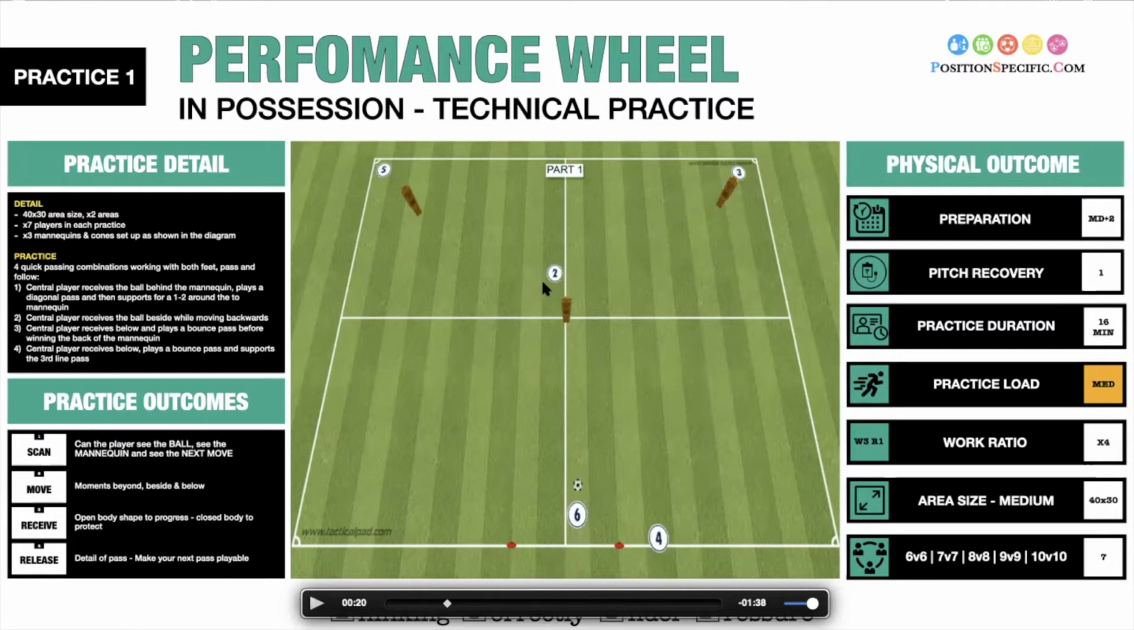So again, if we're looking at the performance wheel, scan: can they see the ball? Can they see the next move? The movements, so again, we're working beyond the mannequin, but we're still working a double move. Then you're looking at receiving skills, again, just a nice open body to progress. And then that releasing skill, so the detail: make your pass playable.